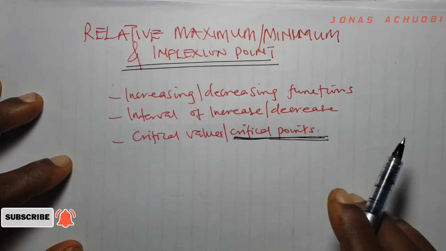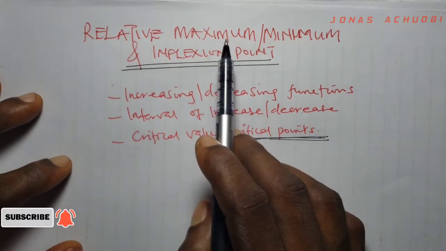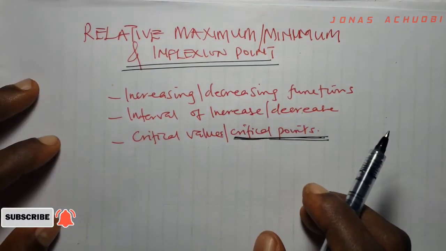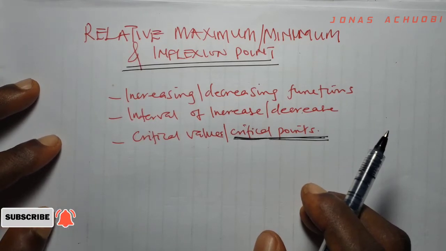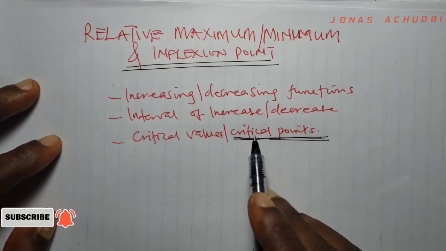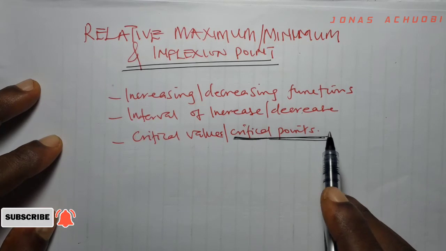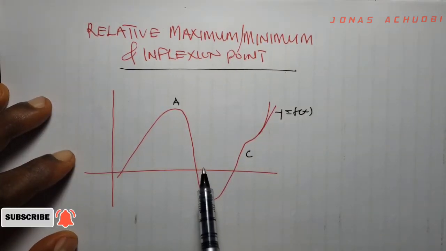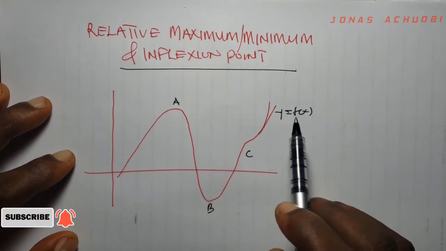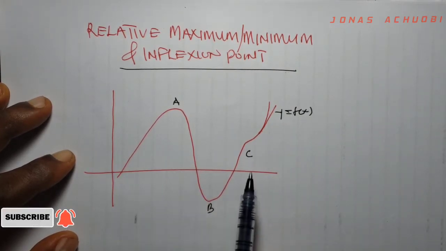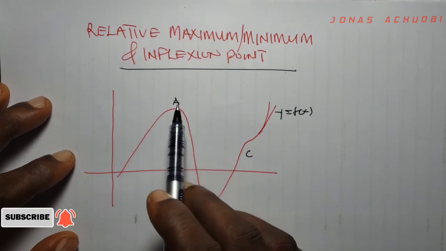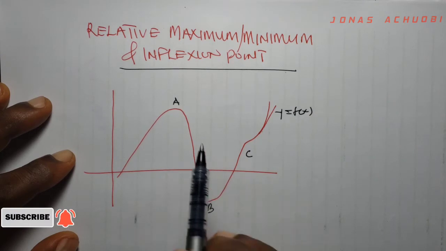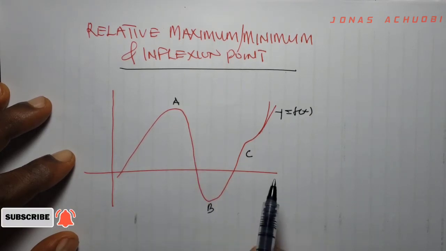A critical point can be maximum, minimum, or a point of inflection. So, in this lesson, we shall be learning how to determine the nature of a critical point on a graph or function. Let us consider this graph, which is a graph of some function y equal to f of x. Obviously, on this graph, there are three critical points: point A, point B, and point C. And of course, they are called critical points or turning points.